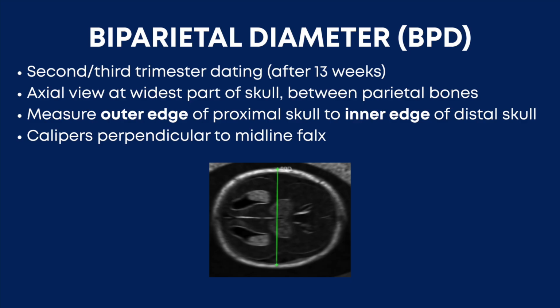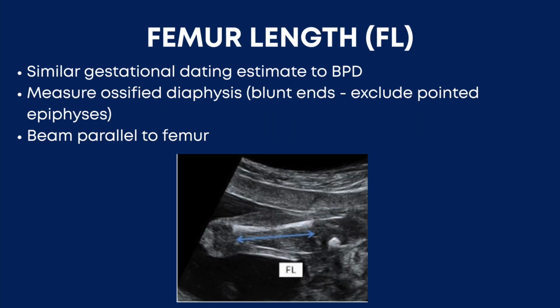And you can also select the appropriate calculation on the ultrasound to help actually calculate once you have the caliper measurements. For the femur length, we want to measure the ossified diaphysis, so the more blunt ends of the femur, and we want to avoid measuring the pointy parts, which are the epiphysis.